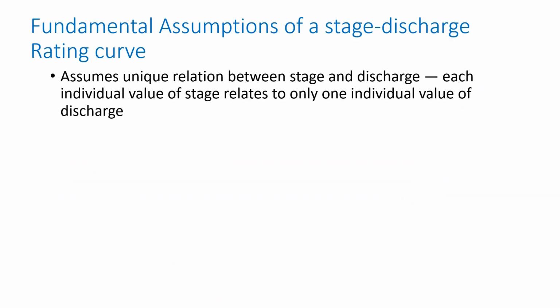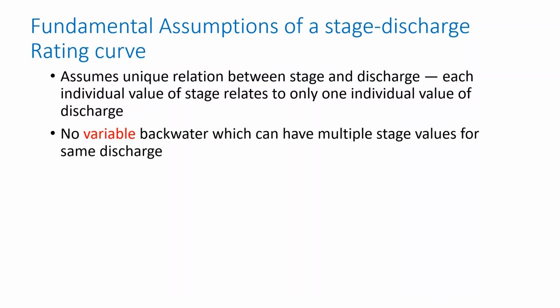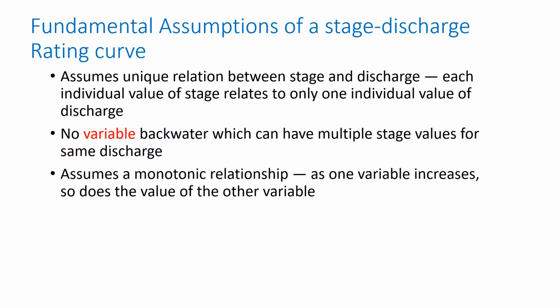So some of the fundamental assumptions of the stage discharge rating curve: it assumes a unique relationship between the stage and discharge. That is, each individual value of stage relates to only one individual value of discharge. So no variable backwater. When we have a variable backwater, the stage is changing for different flow types. That means we have multiple stage values for the same discharge, so that will not work with this method.